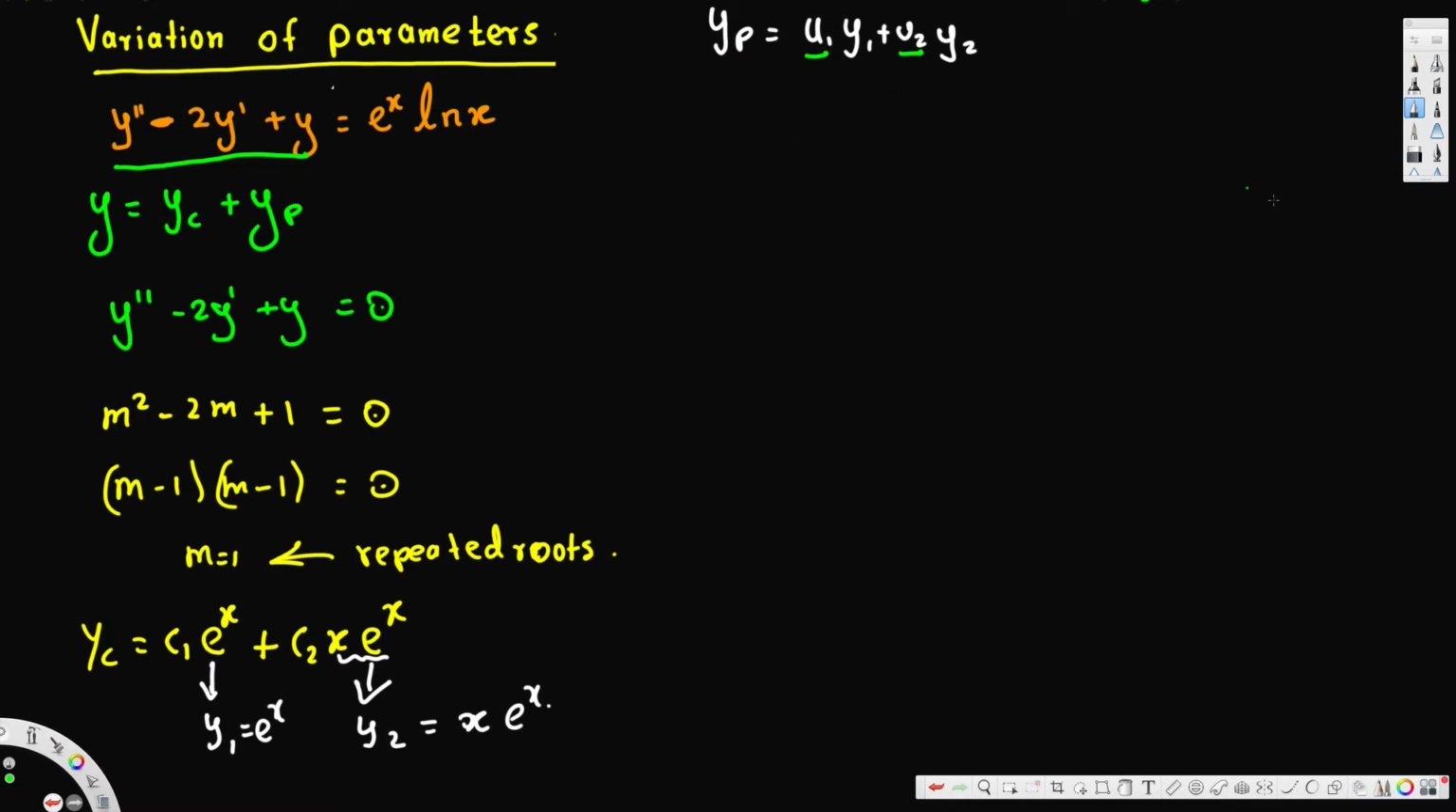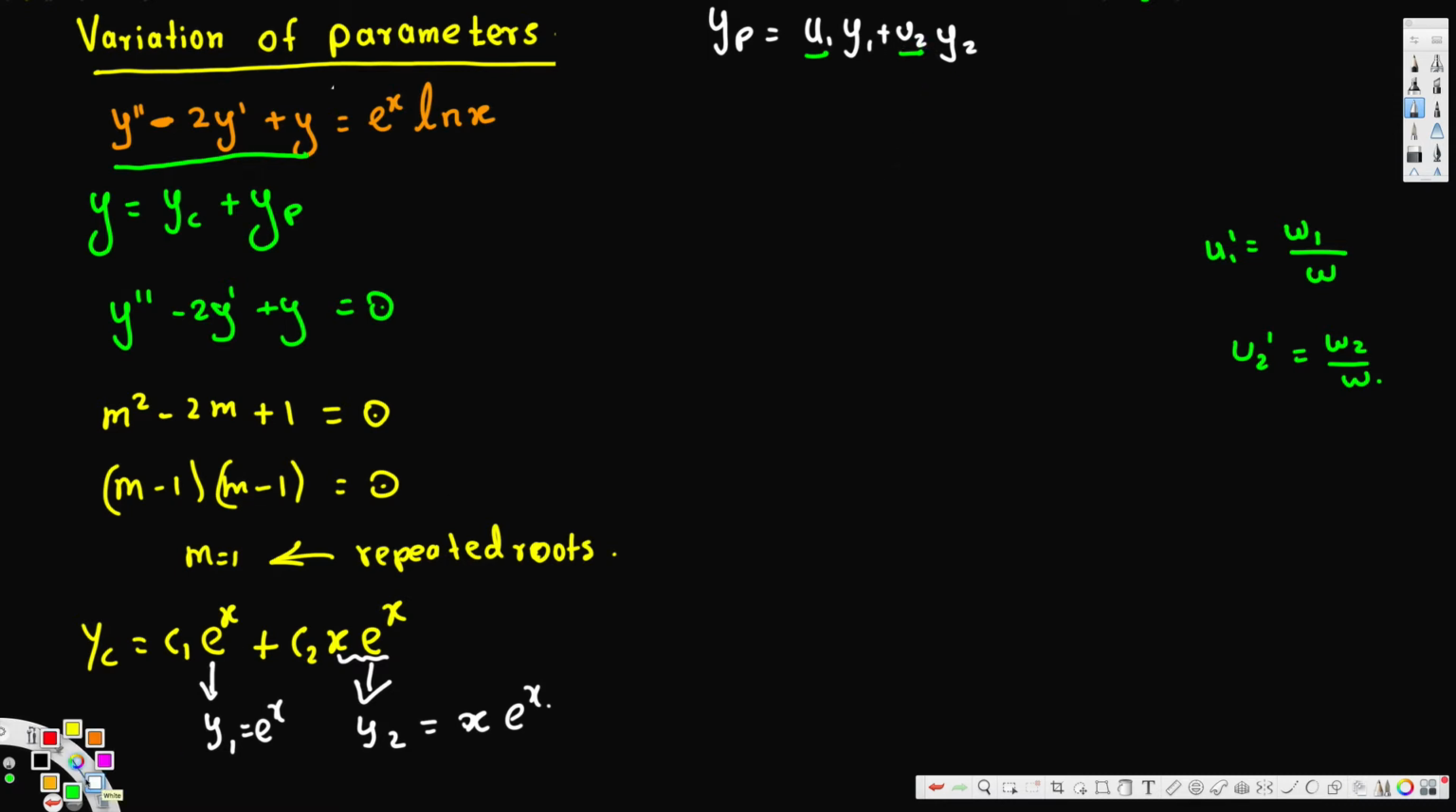Now to find out u1, first we have to find out u1 prime. u1 prime can be found using this formula, w1 over w, and u2 prime can be found using this formula, w2 over w. Now to find u1 prime and u2 prime, we have to use the Wronskian, and after we find u1 prime and u2 prime, we just integrate them, and that's going to give us u1 and u2. If we integrate the derivative, the integral cancels it, and we will find u1. That's our purpose, because we want to find u1 and u2 to put them in this equation and find the final solution.